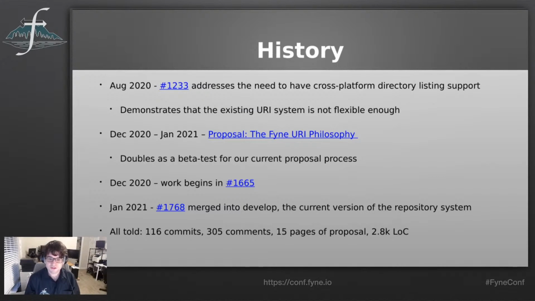So I started this work in a PR in December, which was PR number 1665, and then we also ended up having to do a second PR, which was 1768, which got merged into the develop branch in January of 2021. This was one of the biggest open source contributions I've ever been a part of. There was a lot of discussion and going back and forth with the core team, and quite a bit of code as well. It was 116 commits, 305 comments, 15 printed pages worth of proposal, and 2.8 thousand lines of code.